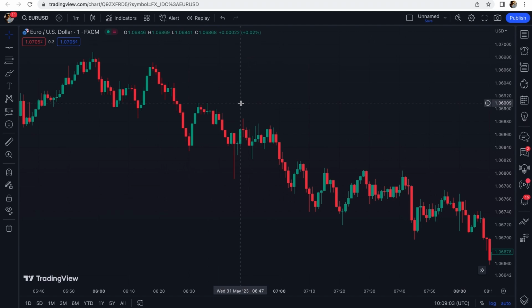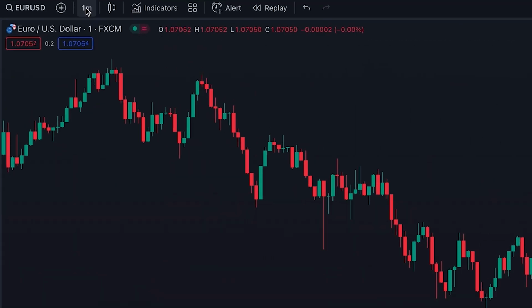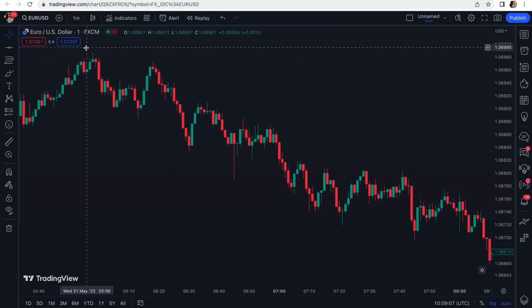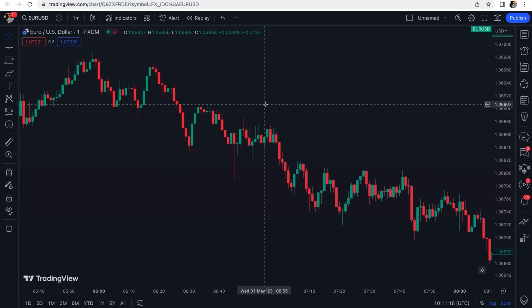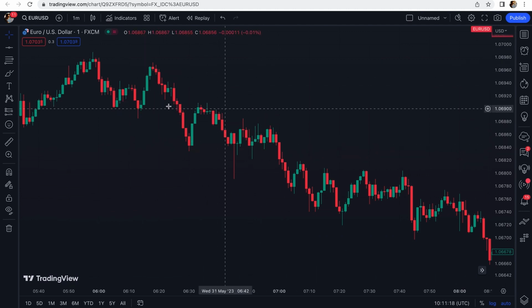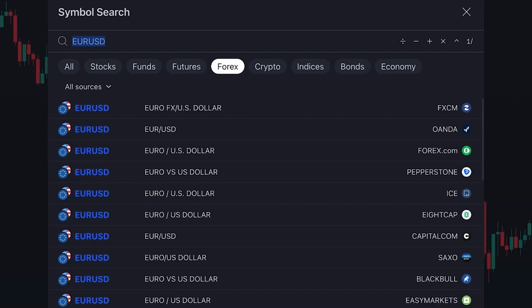Alright, as I said, this is a 1-minute scalping strategy. So here we set the chart time frame on 1 minute. This is the price chart of euro to US dollar, but no limitation on this, and you can use this strategy on any other asset or market, whether it's Forex, crypto, or stocks.